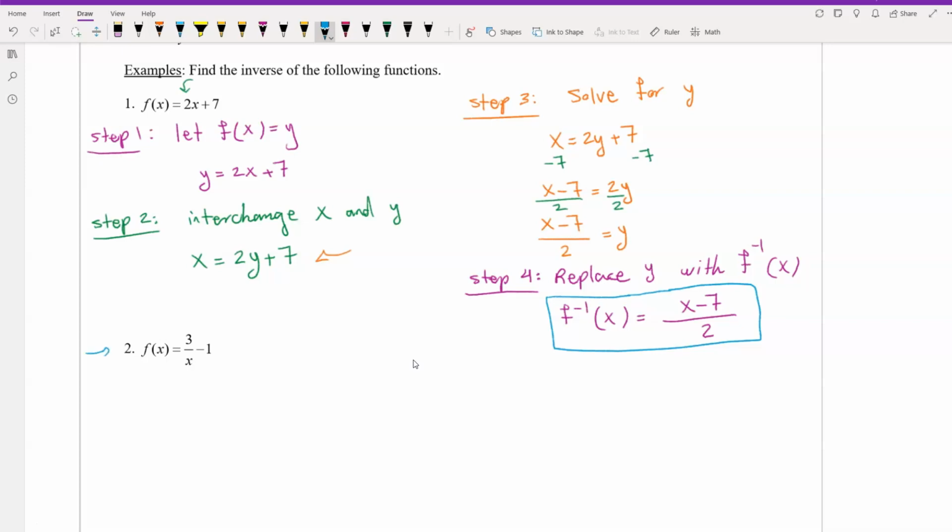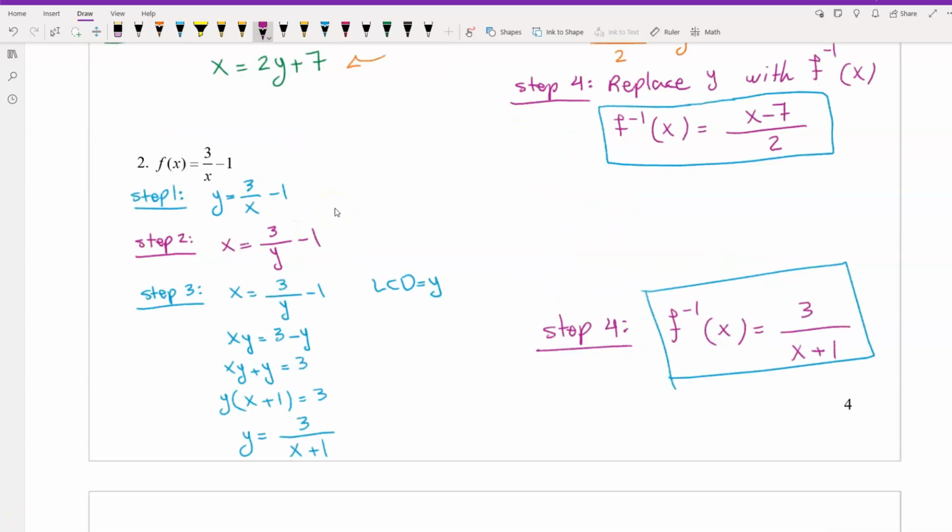Now here we have f(x) equal to 3 over x minus 1. So step 1, let y equal f(x). So y is 3 over x minus 1. Step 2, interchange x and y. So instead of y we have x, and instead of x we have y. So x is equal to 3 over y minus 1. Step 3, solve for y. So here the LCD is y, and I multiply both sides by y. So xy is equal to 3 minus y.